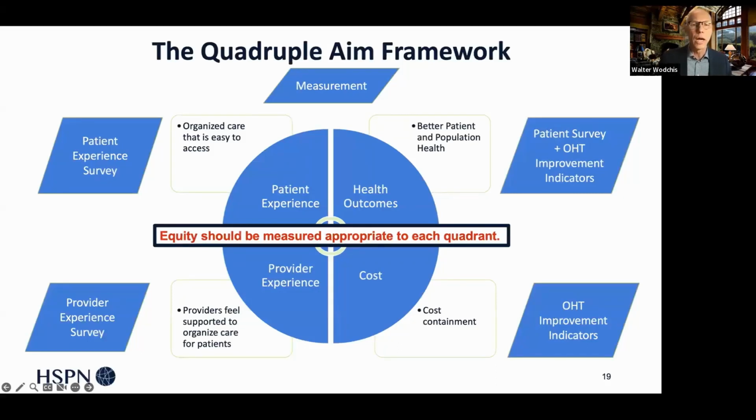And here's our quadruple aim framework as we talked about it. And we talk here about how we are measuring these pieces. So we have surveys for patient experience and also for provider experience. And we're also collecting some patient-reported outcome measures in that survey, and using improvement indicators, mostly based on health administrative data. And then also our improvement indicators look at cost containment. And equity, we said, should be measured as appropriate to each quadrant.